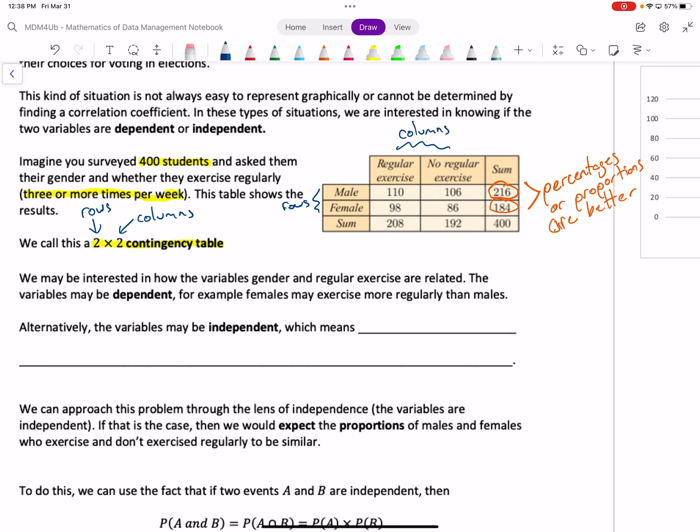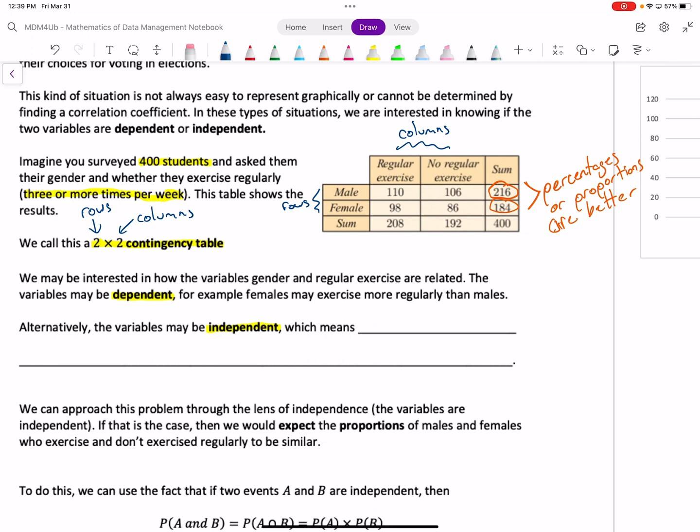What we might be interested in is whether or not these two variables are independent or dependent. So whether or not exercise is dependent on whether or not you're male or female. And that's what we're going to try to figure out. So alternatively, you might say that they are independent, which means that the gender has no influence on whether or not someone exercises regularly. So let me just write that down.